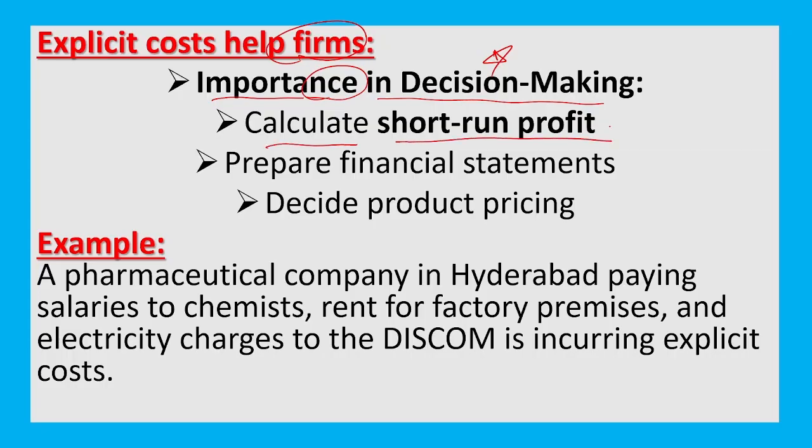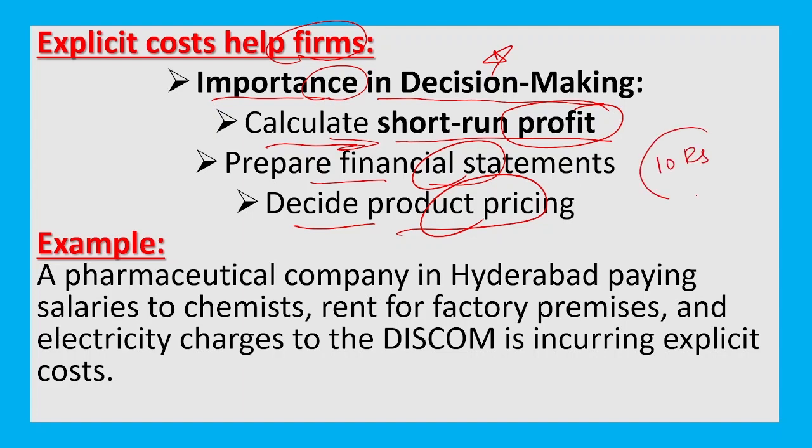In calculating short run profit, short run, you must be knowing, is 1 year or less than 1 year period. So during that, whatever estimated profit you have determined by yourself as a company owner, as an individual, you will have to focus upon that. So in calculating that also, this is important. In preparing financial statements, explicit cost is important. In deciding product pricing, say, for example, you are making chopsticks. Now, the price of a chopstick box is 10 rupees.